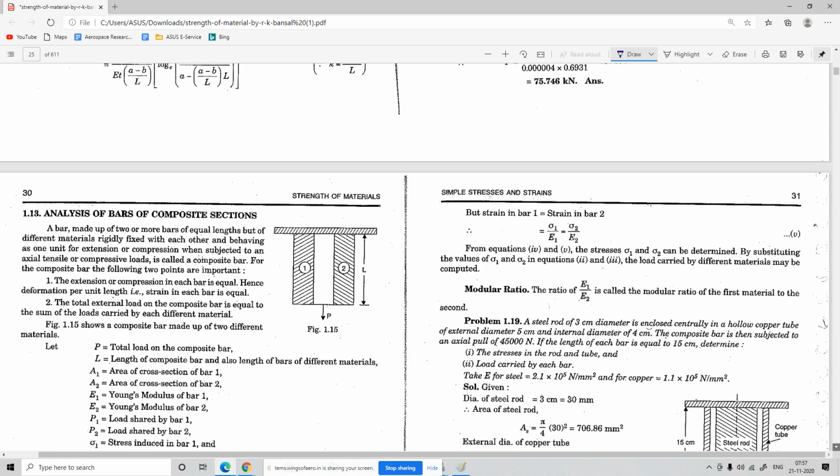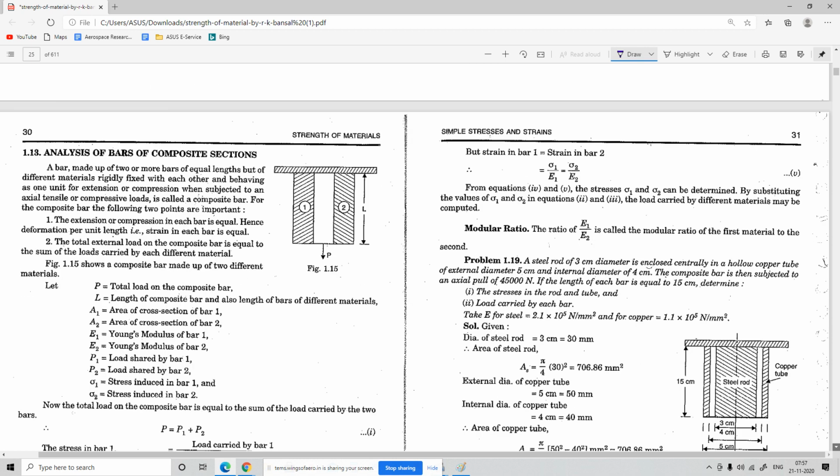Okay. Now coming to another very important analysis, bar of composite section. Here composite section says that they will be having a single bar, like a single fixed zone, and from the fixed zone we have different materials joined together and a single amount of load acting on it. So what kind of phenomena will occur?